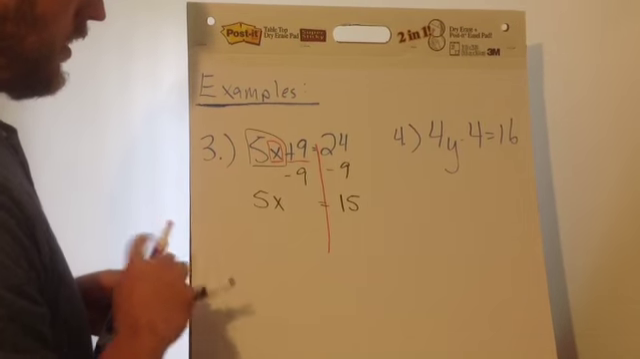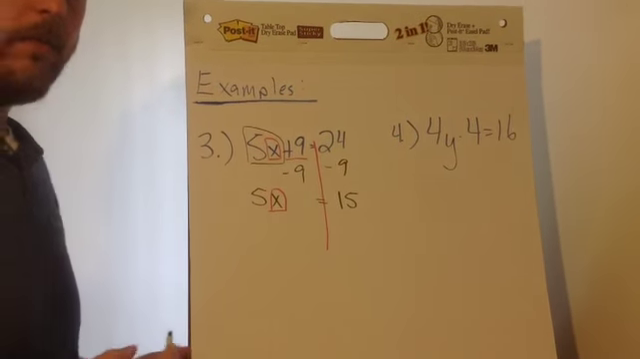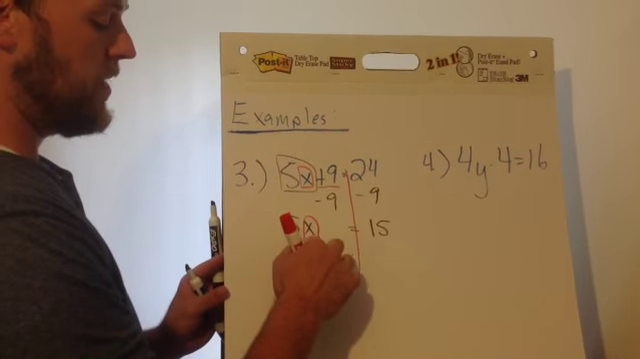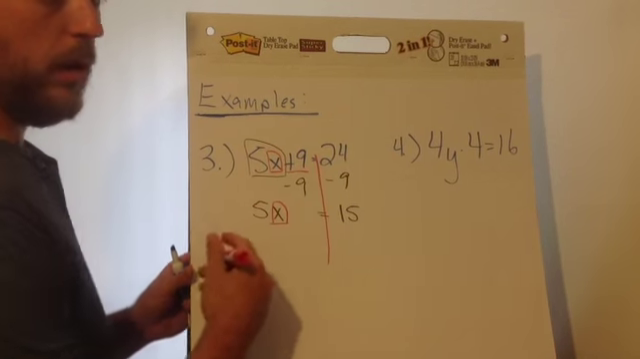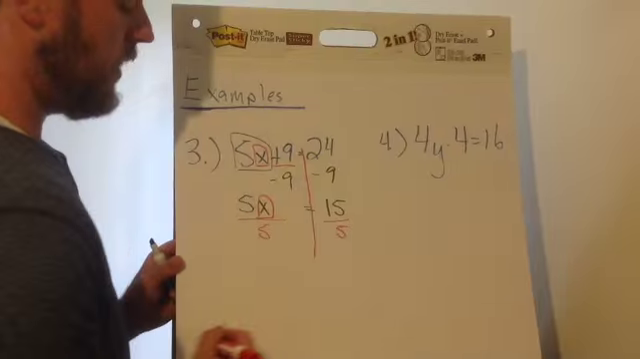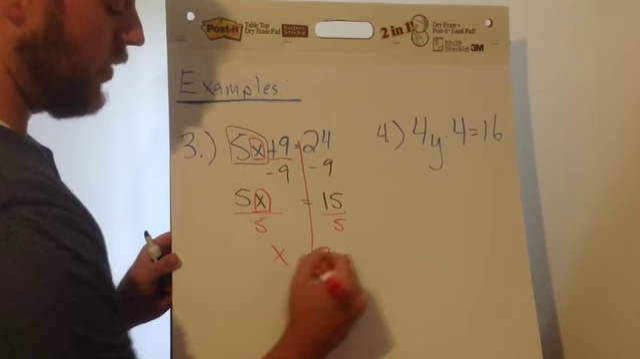Alright, so now, that was step 1. Step 2 is to get x by itself. So we need to get rid of this 5. So 5 times x equals 15. So, the opposite of multiplication is division. So if we divide both sides by 5, we get x equals 15 divided by 5 is 3.